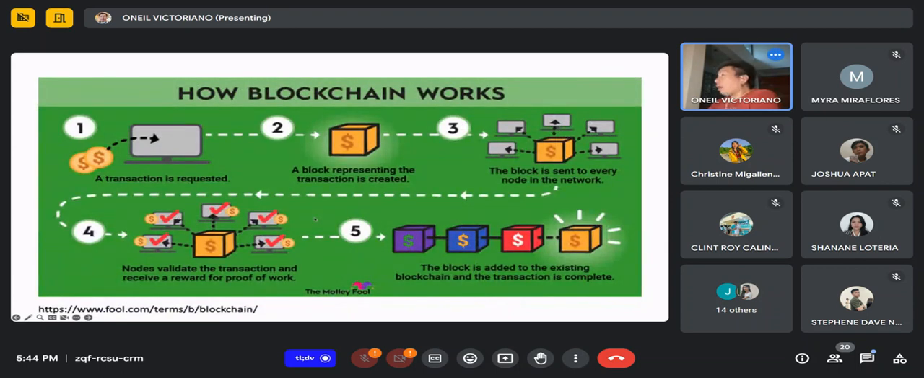So this is basically how blockchain works. There's a transaction, and then there's a block that represents the transaction. It will be shared to different networks, and from that, it will validate that the block or the data is correct. And then they will merge the information to correct the blockchain information. Okay, so that's the example of blockchain.